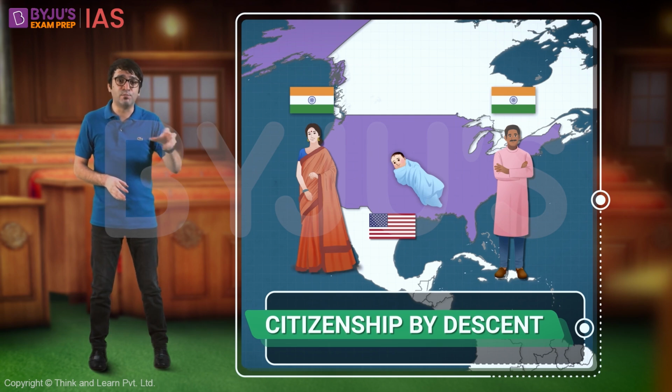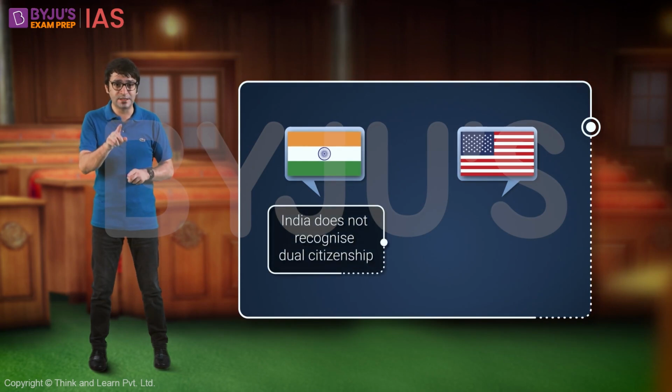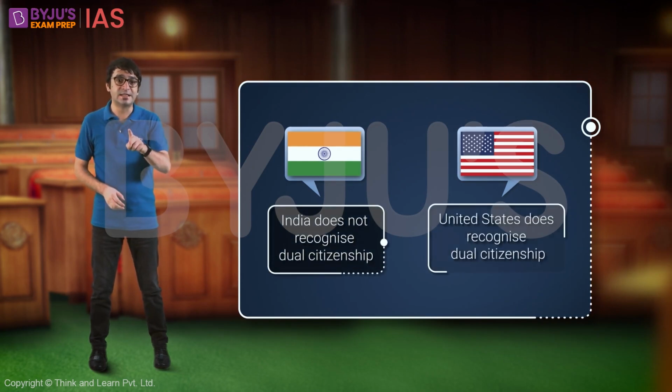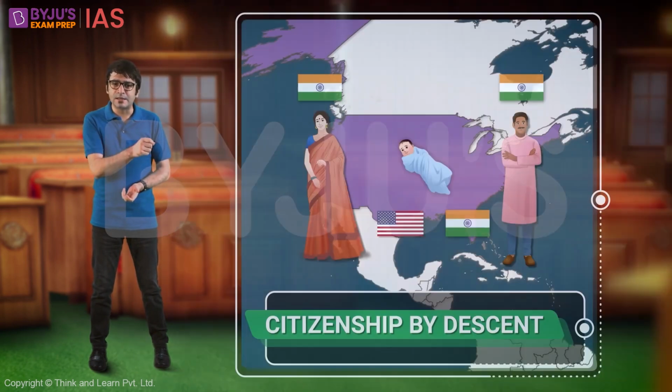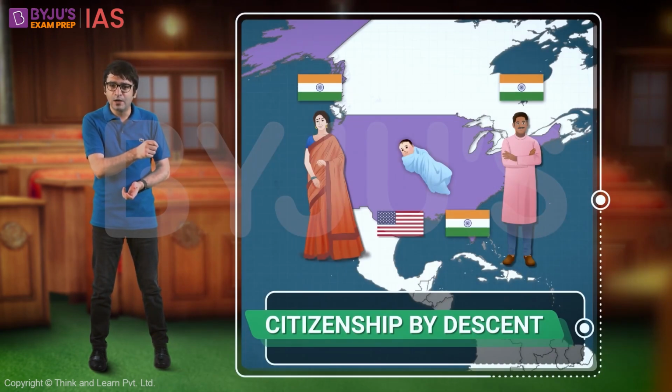But this child is born to an Indian parent outside India. That means by descent, this child can become an Indian citizen as well. But India does not recognize dual citizenship. But United States does recognize dual citizenship. In this case, what will happen to this child who can be both the citizen of India as well as the United States? This is the only criteria.